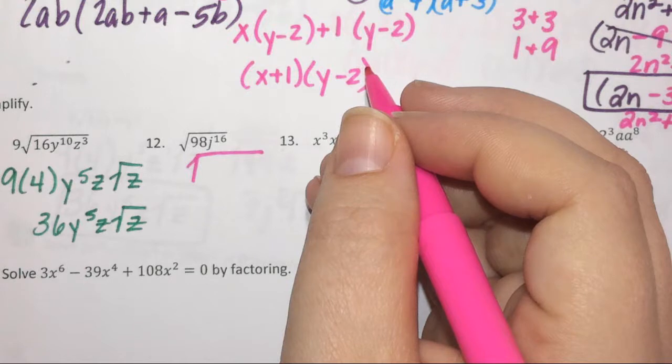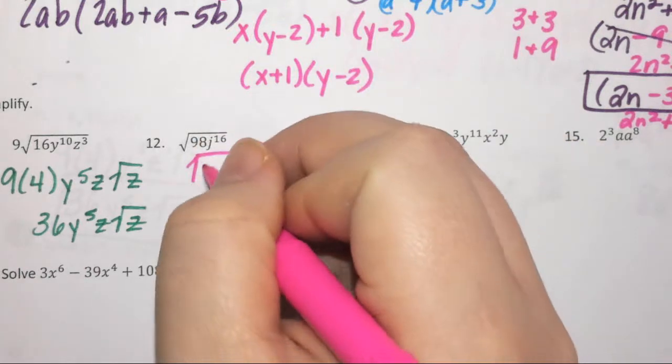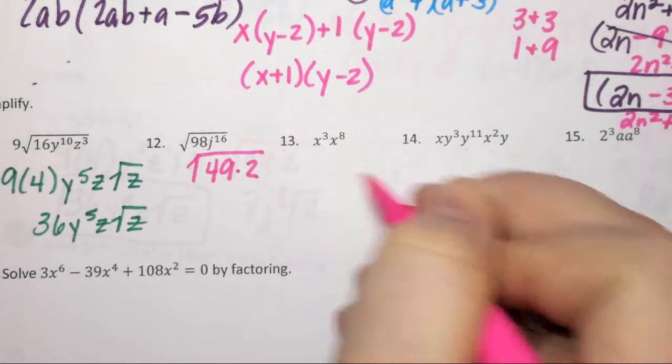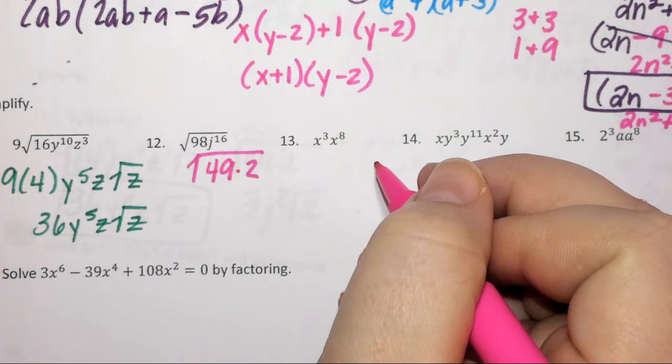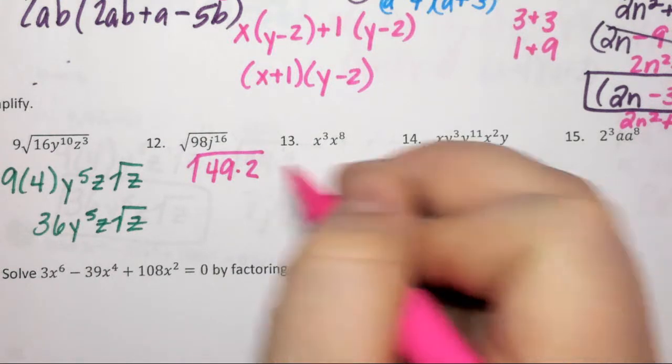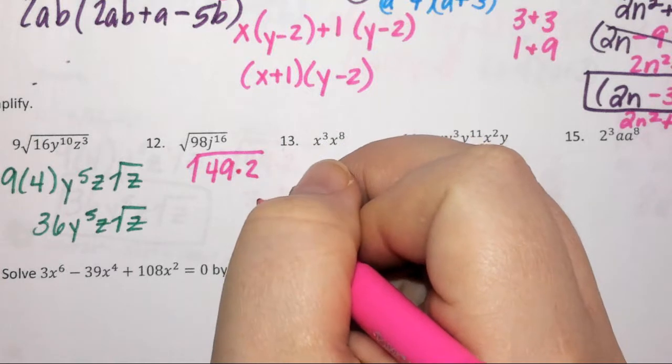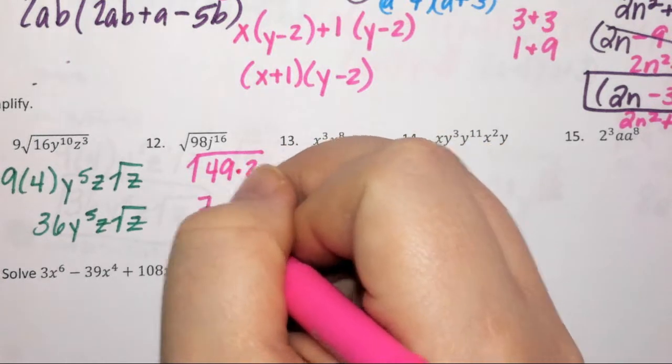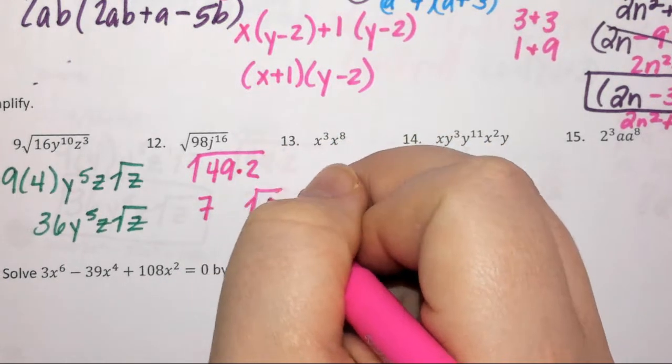49. 49 times what? 2. It is 49 times 2. Literally, just trying to pick 2 numbers that multiply to 98. One of them needs to be a perfect square. Hopefully the largest perfect square possible. And we did. The square root of 49 is 7, so it comes out of the house. The 2 remains under the house.